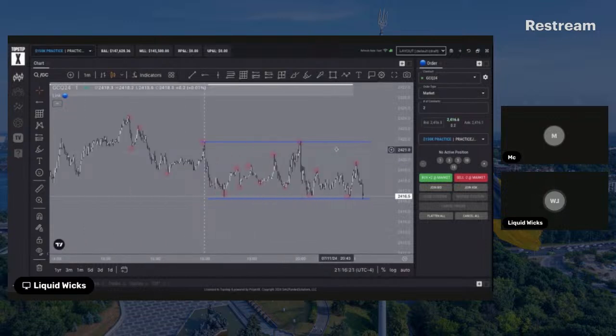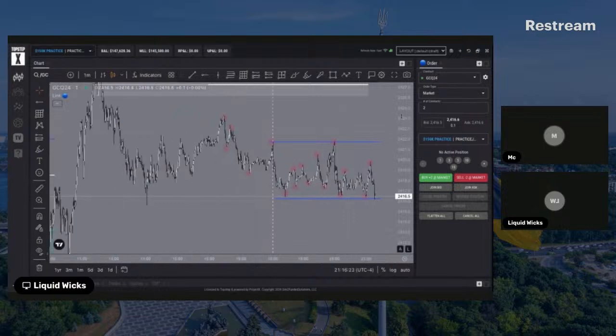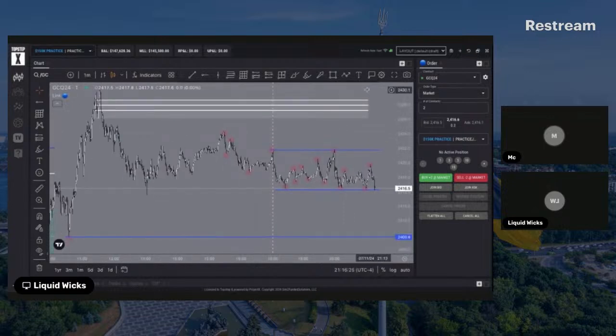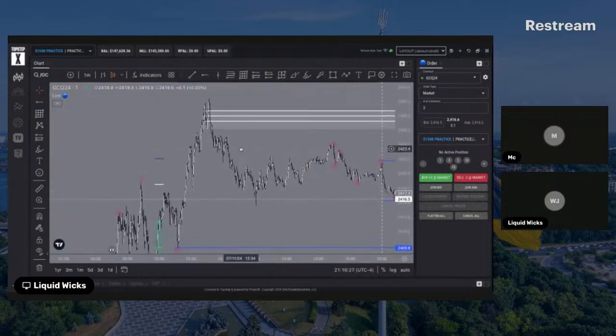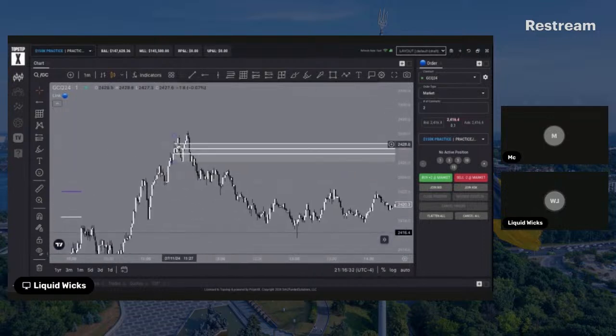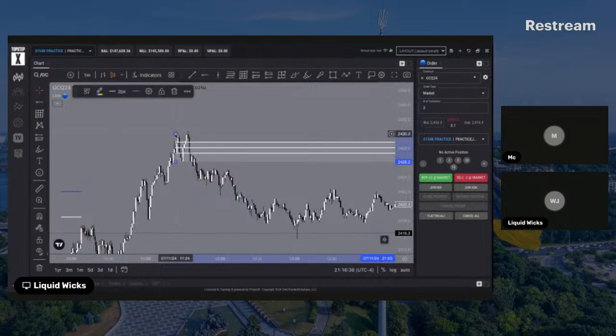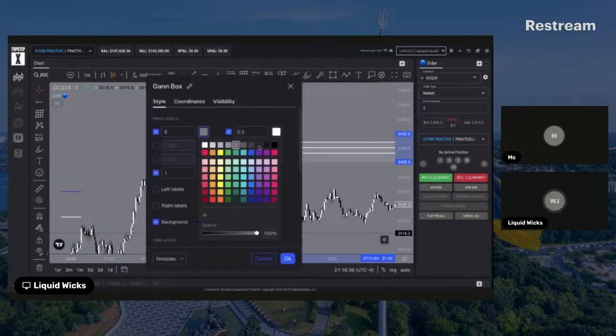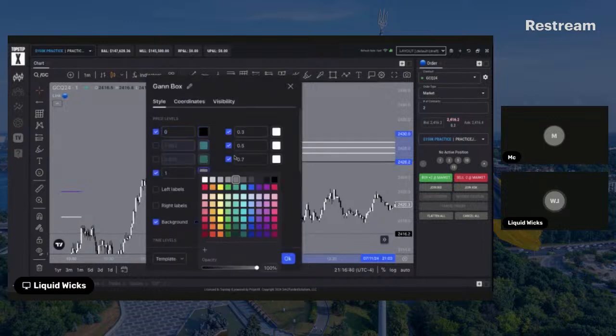All right. This takes some time to mark off some zones. Does the screen look a little bit better? Can you see it clear? It's a little bit better.